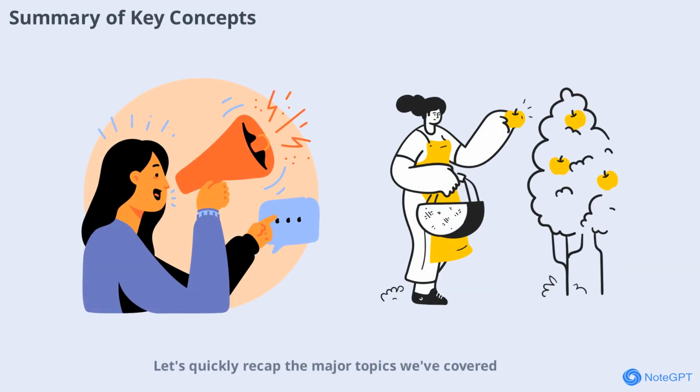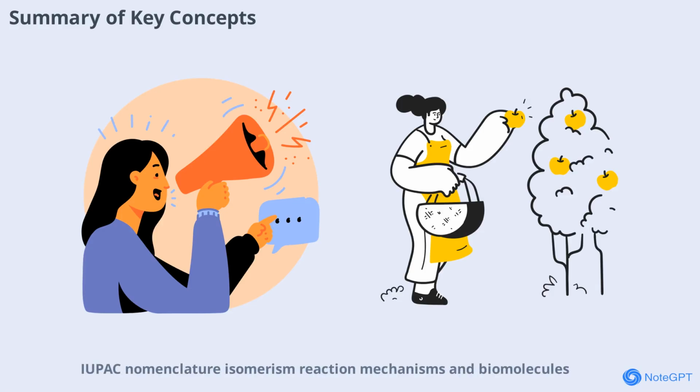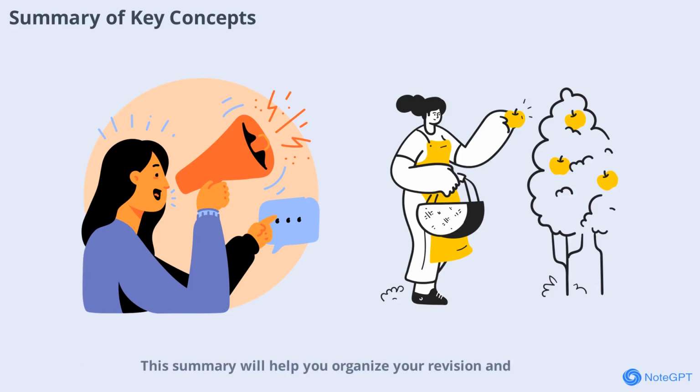Let's quickly recap the major topics we've covered: the basics of carbon and catenation, types of hydrocarbons, functional groups, IUPAC nomenclature, isomerism, reaction mechanisms, and biomolecules. This summary will help you organize your revision and focus on the most important points for your exams.